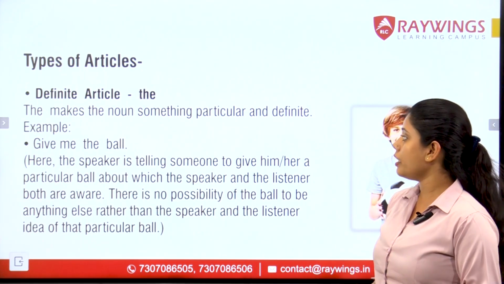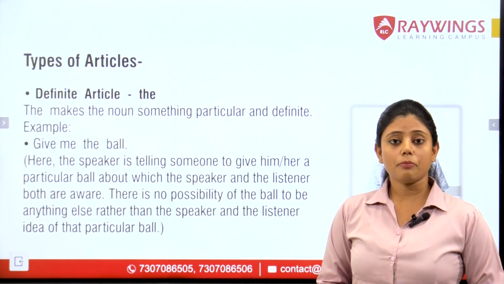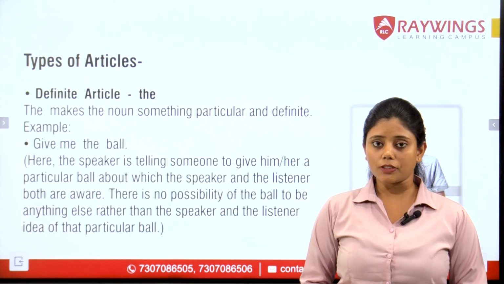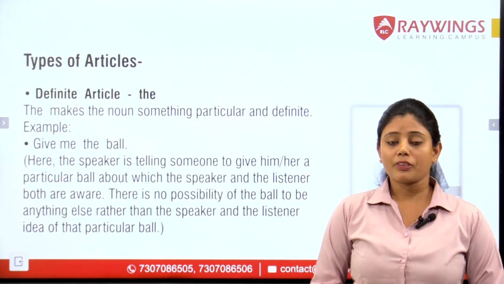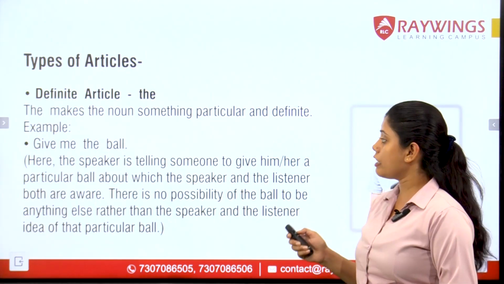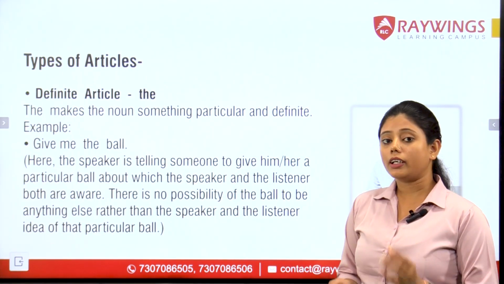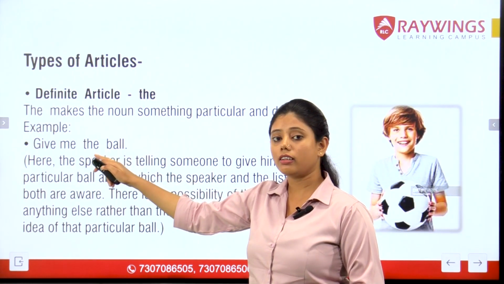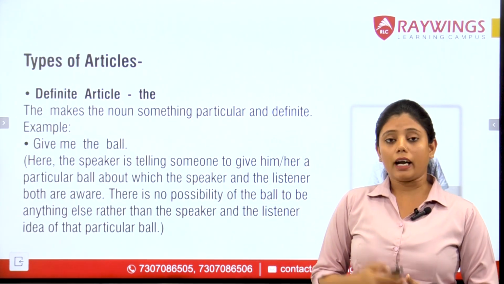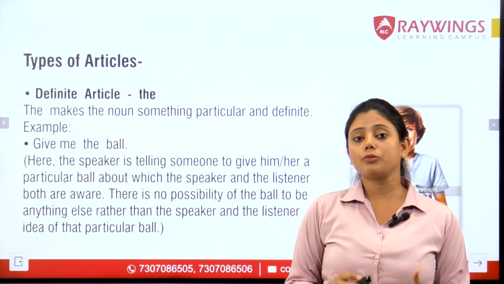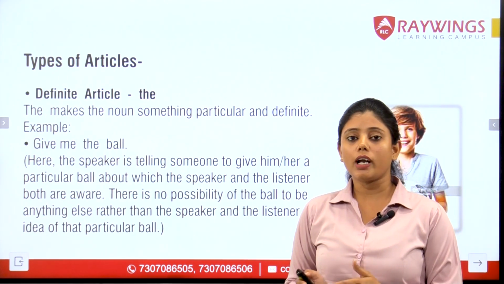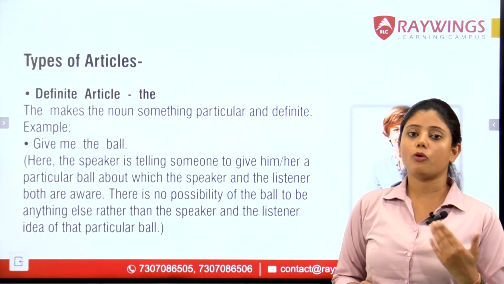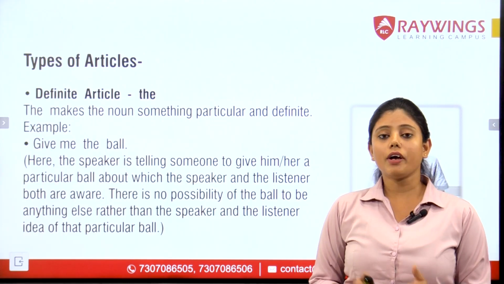The makes a noun particular, right? What does that mean? It makes something specific. So whenever we have to make any noun specific, then we use the article the. Let's take an example that says, give me the ball. Here, the noun is ball, and before the ball, we are using the article the. Here, both the speaker and the listener already know which ball they are talking about. That's why this ball has become specific or particular. That's why we are using the article the before ball, just to make it particular or specific.